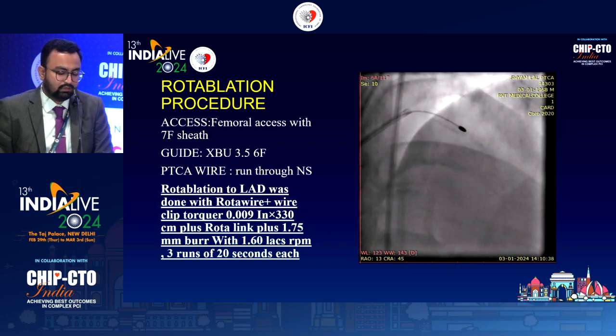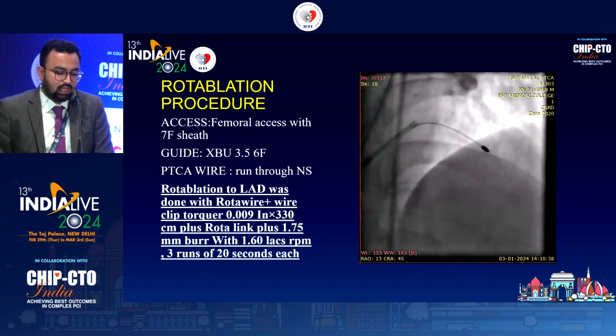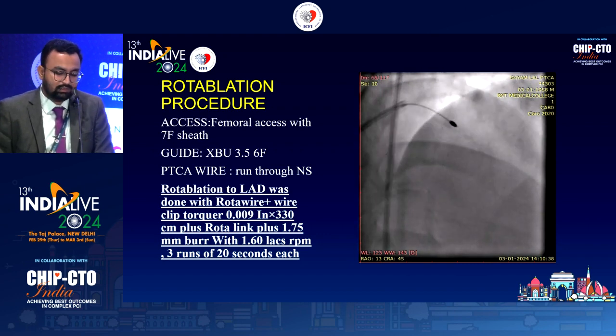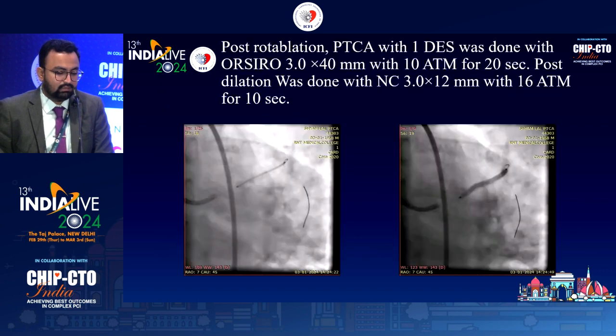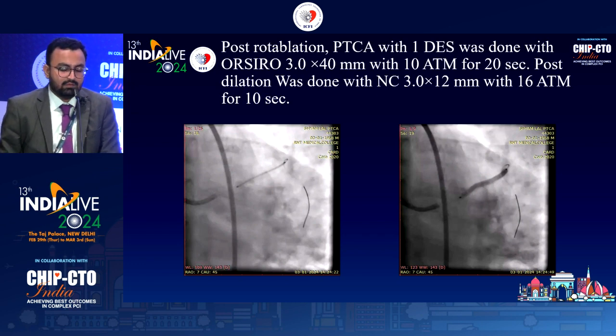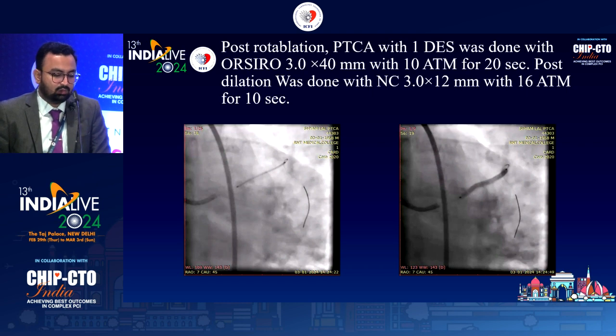We did it with a 1.75 mm burr at 1.6 lakh RPM, and there were 3 runs of rotablation, 20 seconds each. And post rotablation, PCI with 1 drug eluting stent was done with a 3/40 stent at 10 atmospheres, and post dilation was done with an NC 3/12 balloon at 16 atmospheres for 10 seconds.